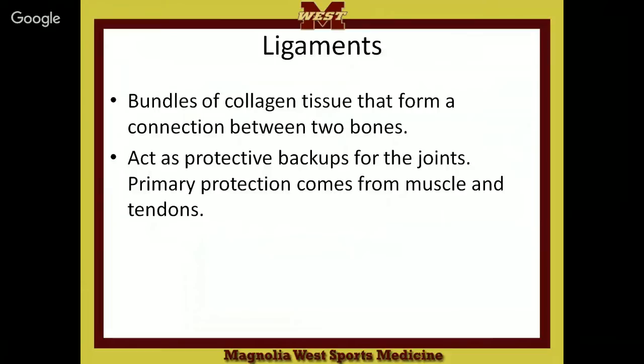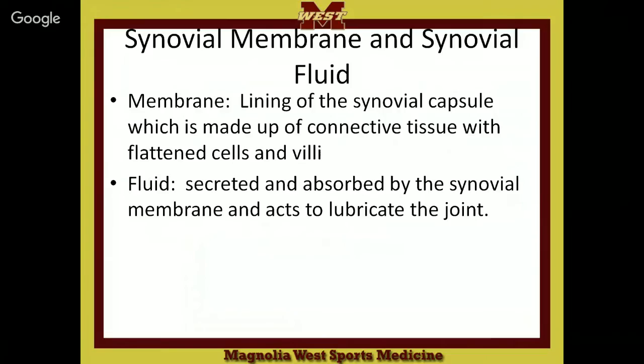So they act as primary backups for the joints, and their primary protection comes from muscle and tendon. So the muscle around the joint is your major number one defense against forces. And then if it fails, then the ligaments go. And then we get a sprain.